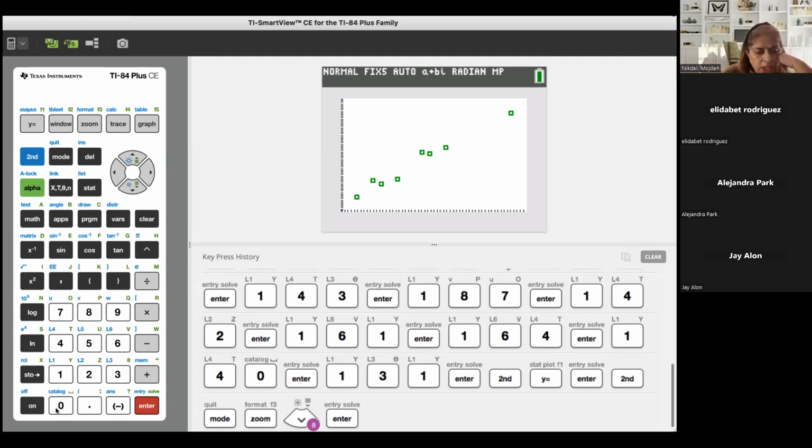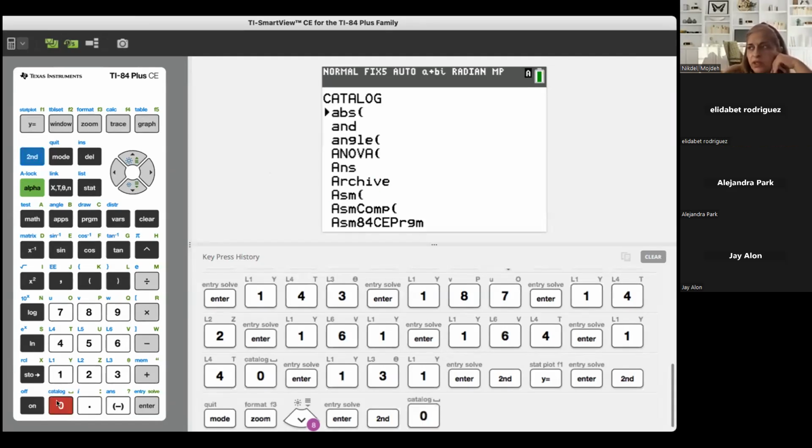Do you see above the 0 key? Okay, look at the calculator. I see catalog. Okay, and it's in blue. So I'm going to say second 0. It takes me to the catalog of my calculator. Second 0 takes you to the catalog. I have to turn on the diagnostic. Diagnostic on.